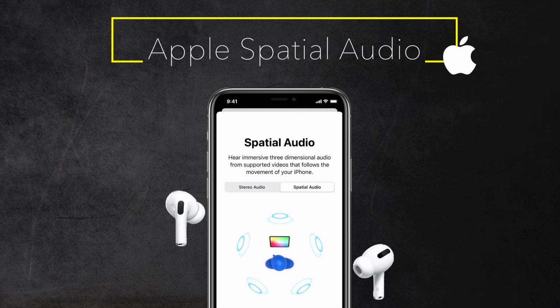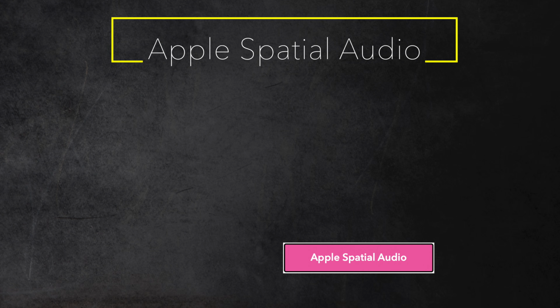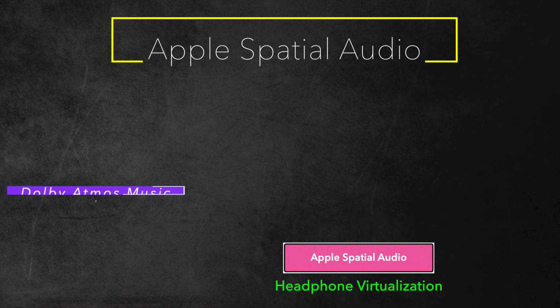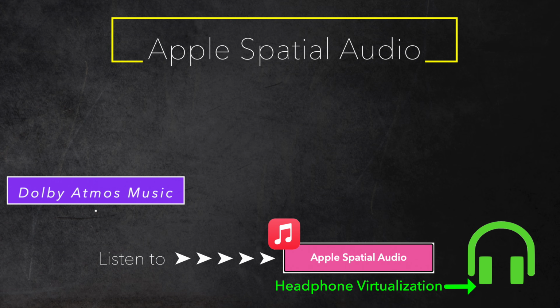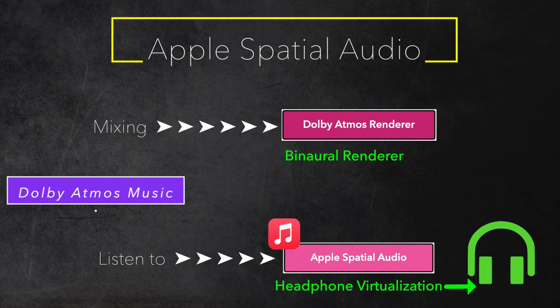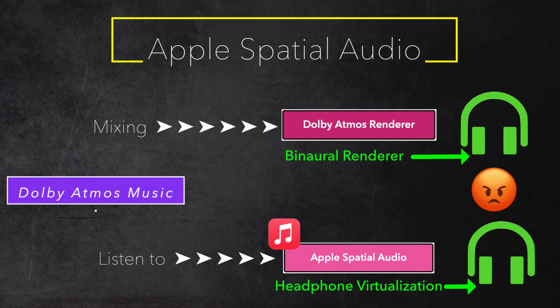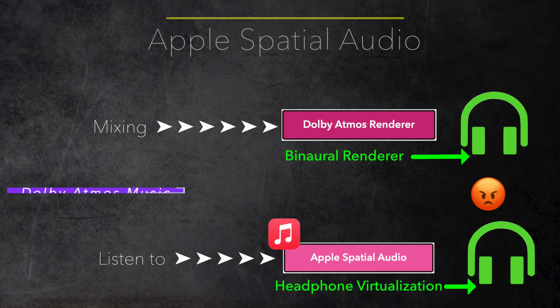Although they don't mention the term binaural audio, they are using their own renderer, also referred to as headphone virtualization. This is actually a big problem because right now the majority of Dolby Atmos music is consumed over headphones via the Apple Music streaming service. But when mixing in Dolby Atmos with the Dolby Atmos renderer and monitoring your binaural signal over headphones, then this mix is different from what is played back on Apple Music.